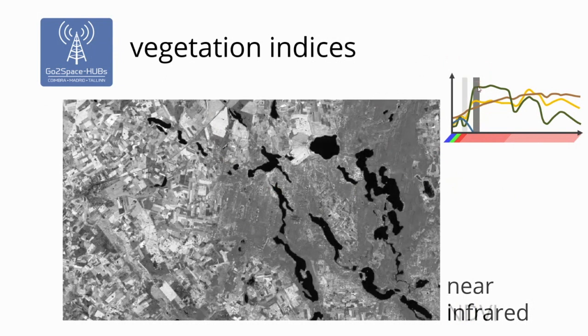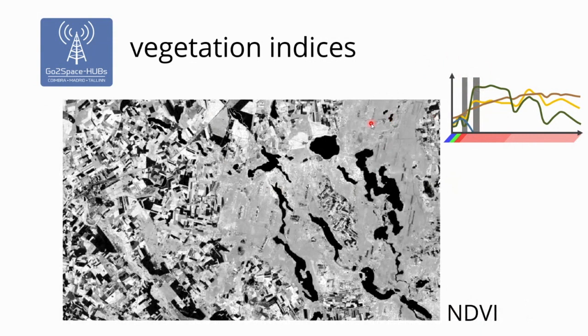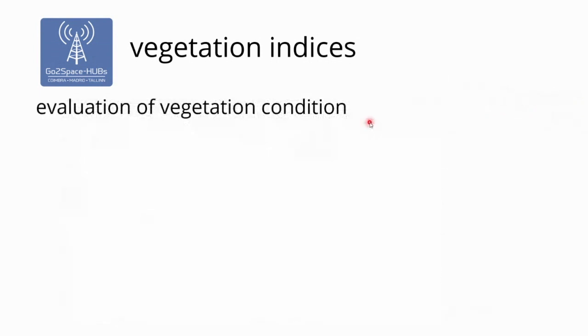So when you calculate them, we can get something like that. The brightness here in this image means the value of the pixel. The brighter the pixel is, the higher value it has, and the more vegetation, the healthier vegetation you have there. So that's the way it works.